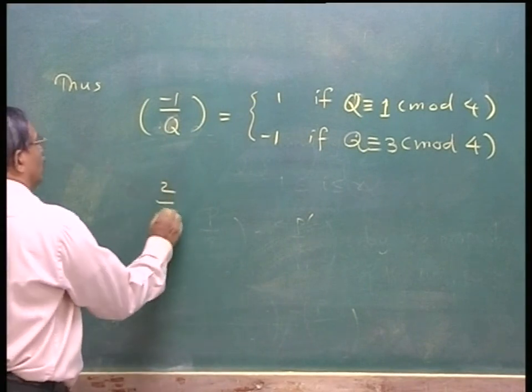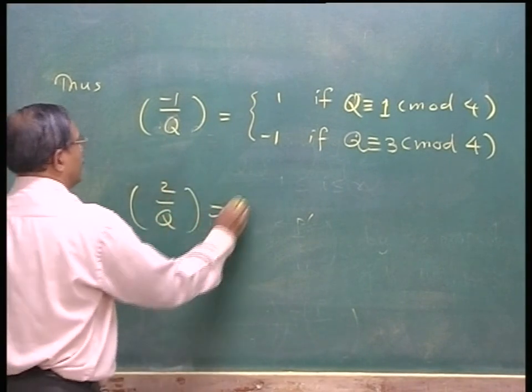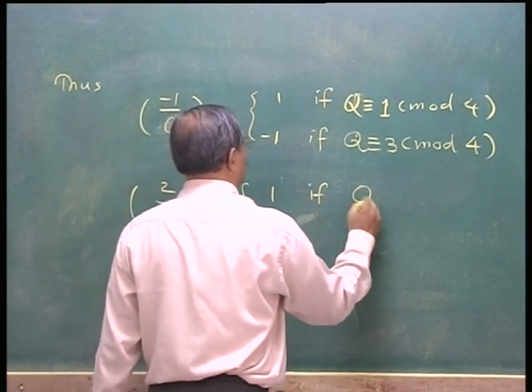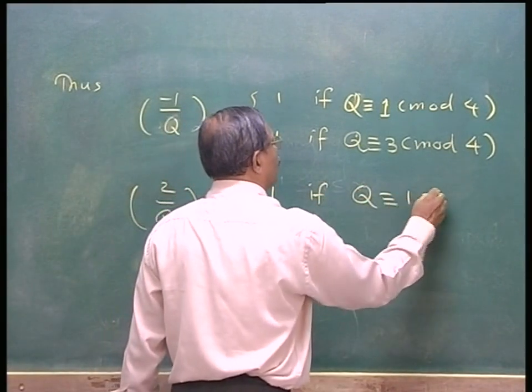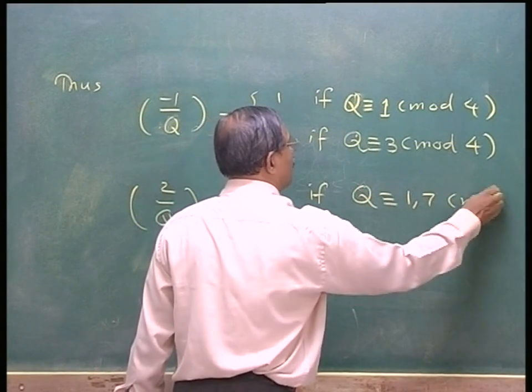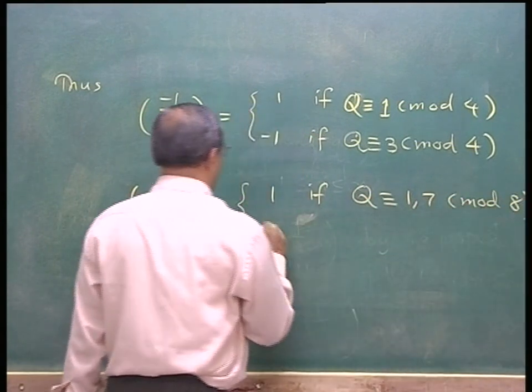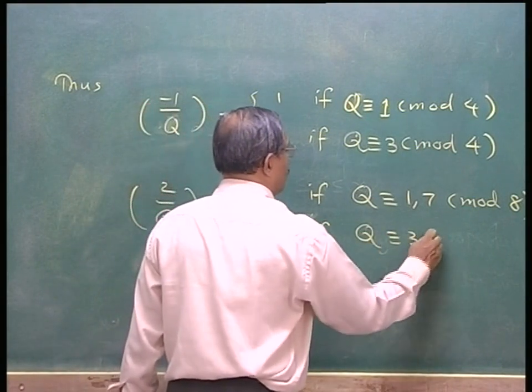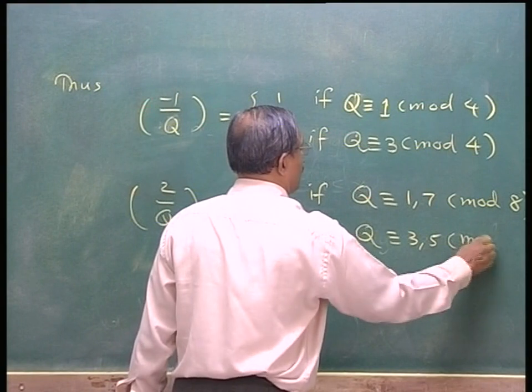What about 2 by Q? It is equal to 1 if Q is congruent to 1 or 7 mod 8, and minus 1 if Q is congruent to 3 or 5 mod 8.